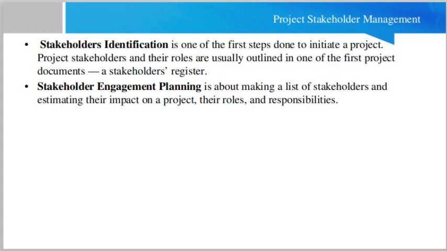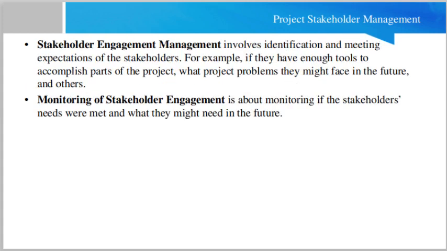Then stakeholder engagement planning. Stakeholder engagement planning means making a list of stakeholders and estimating their impact on a project, their roles and responsibilities. We must know what the role is. For example, the project sponsor is the most important stakeholder in a project. So you must know who the project sponsor is, what their roles and responsibilities are, what the level of impact on the project is, and how you can engage them, or what planning technique you will use to engage them.